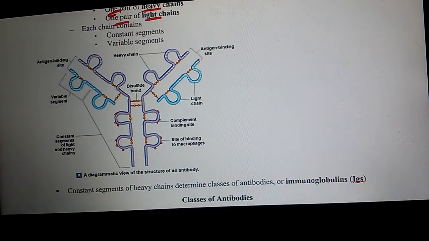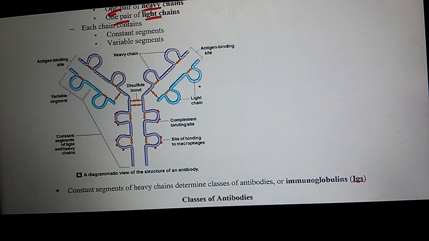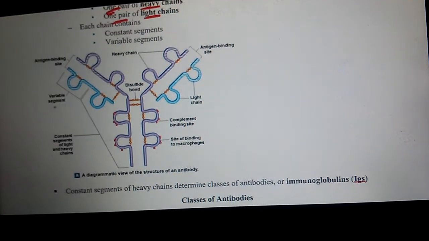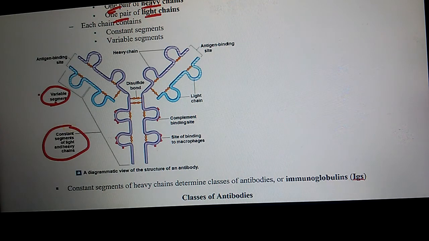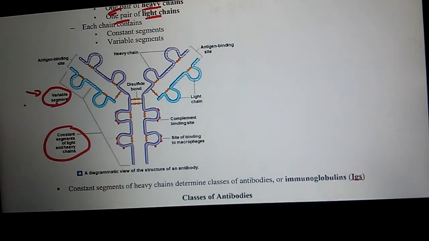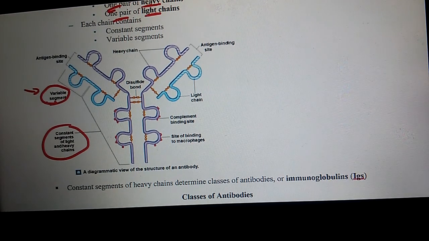Now, what is the part of an antibody that binds the antigen? Is it the variable segment or is it the constant segment? Variable. Which part binds the antigen? Variable. What part of an antibody binds the antigen? Variable.